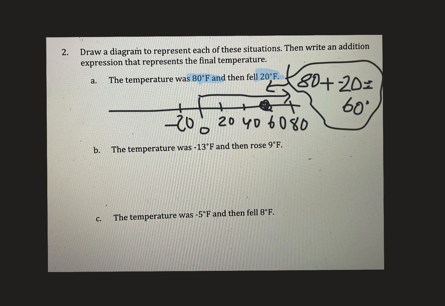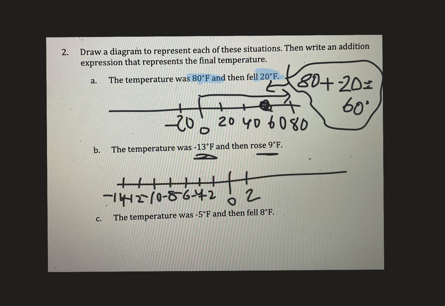All right, the temperature was -13 degrees Fahrenheit, and it rose 9 degrees Fahrenheit. And since these are smaller numbers, I could go by 1s, or I could even go by 2s. These are odd numbers, so you know what? I'm going to go by 2s. It's less writing, and we can just put it in the middle. Now you could go by 1s if you want to. You could even go by 5s, but if you go by 5s, you're going to have to estimate a little bit more.